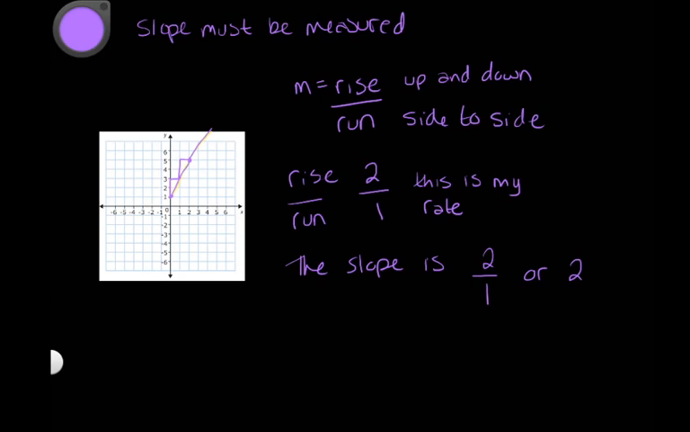That's not a slope. That's a vertical line, right? And that's not what this graph is showing. This graph is showing a line that goes up by 2, over by 1. So we can write that our slope is 2 over 1, or we can just write 2.